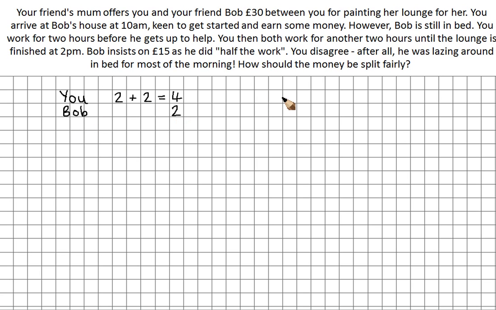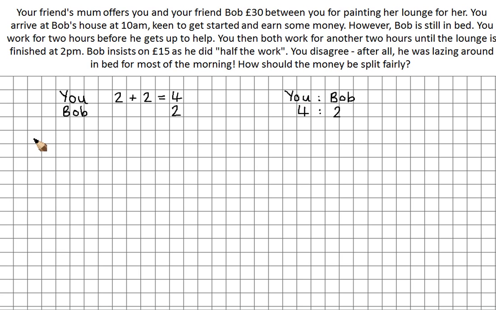So we can represent this using a ratio. So there's you, and there's Bob. You worked for 4 hours, while Bob only worked for 2.